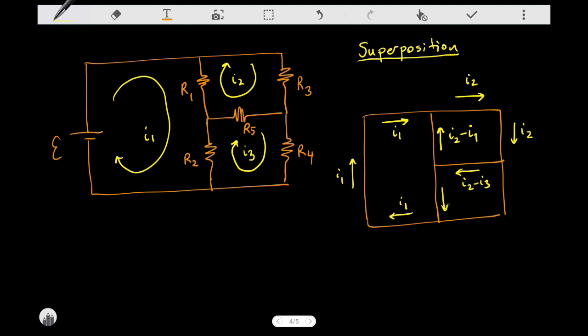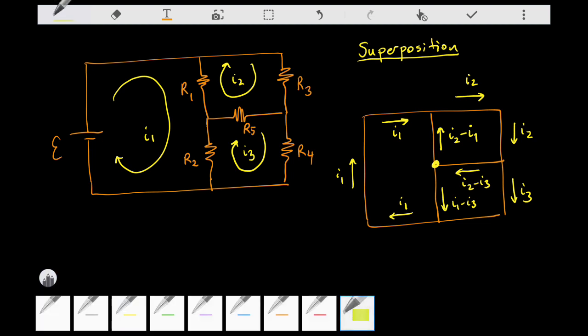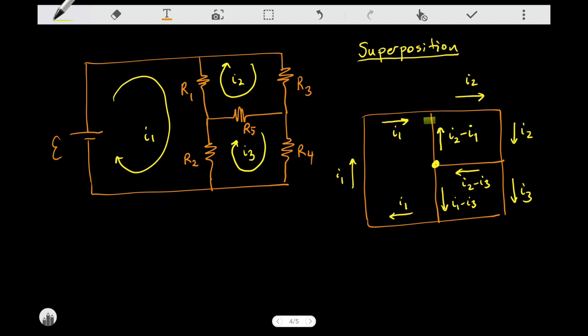So on this branch, it is I1 minus I3, and here it is I3, and so on. As a result, we can assign to each branch a current value, so it is quite easy to check that the junction rule is satisfied. For example, for this junction, we have these three branches. We have this branch, that branch where the current is leaving, and there's this branch in here where the current is incident to the junction.